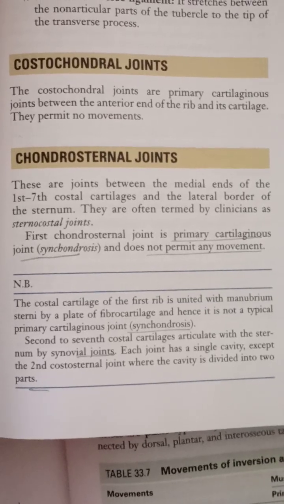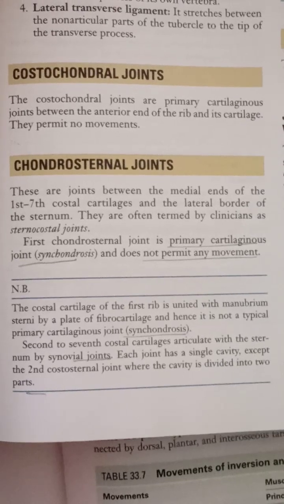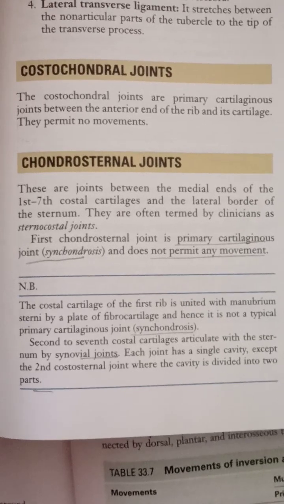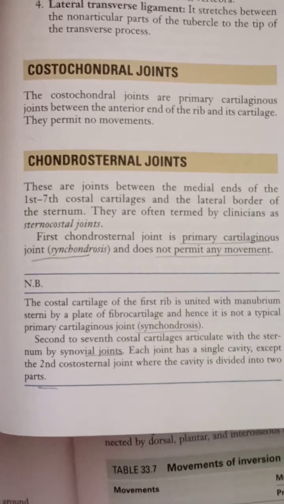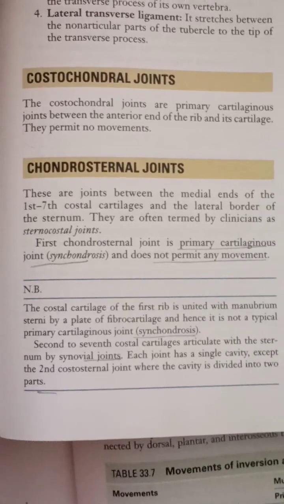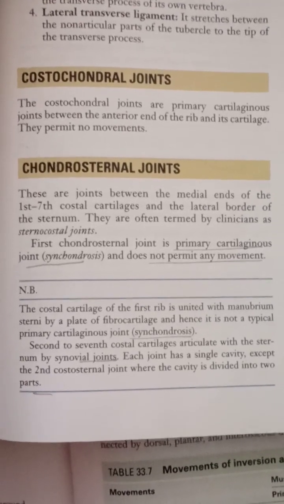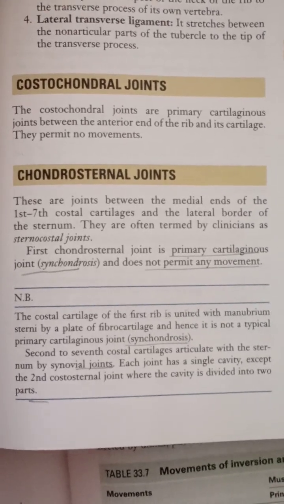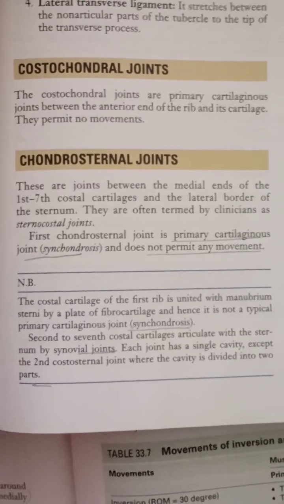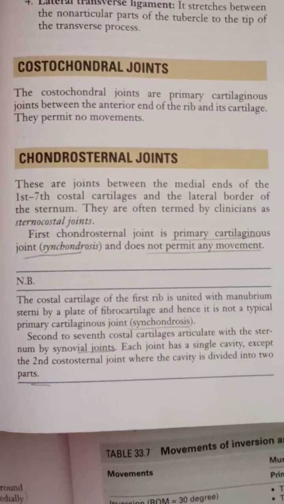The costal cartilage of the first rib will be uniting with the manubrium sterni. How does it unite? With the help of a plate of fibrocartilage. Since it is uniting with a plate of fibrocartilage, it is not a typical primary cartilaginous joint. It is synchondrosis, but not a typical one. Next, from the second to seventh costal cartilages, they articulate with the sternum by synovial joints.